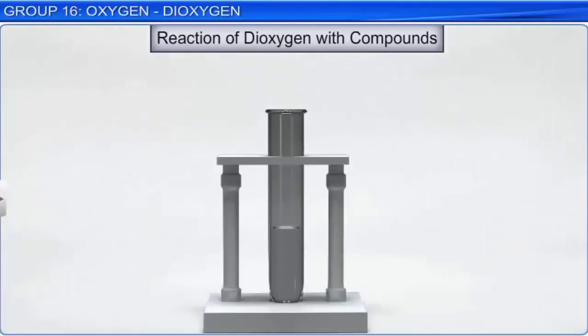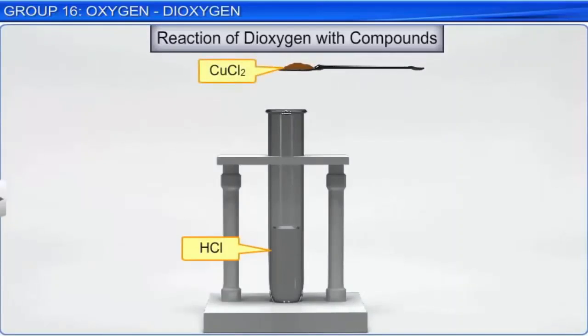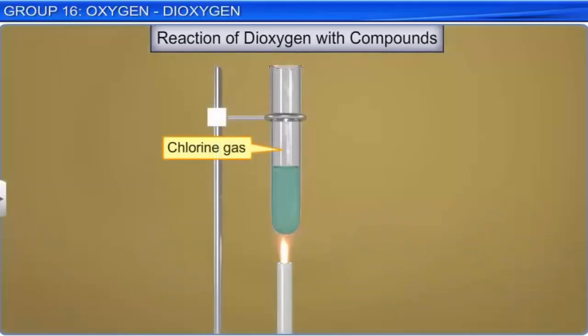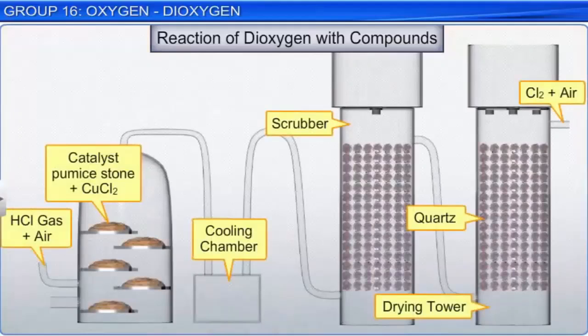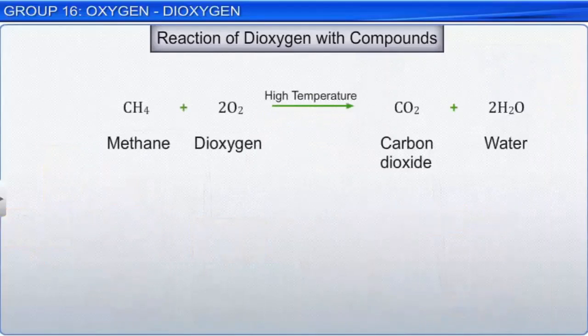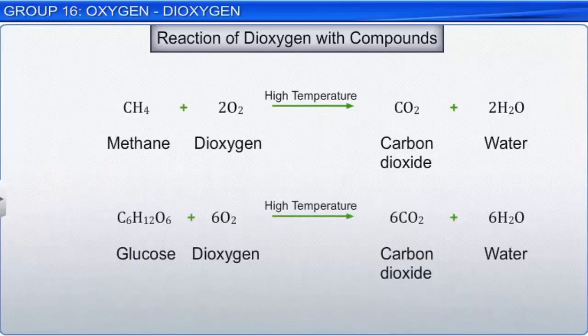Similarly, hydrochloric acid undergoes oxidation in the presence of copper chloride to form chlorine. This reaction forms the basis of Deacon's method for the preparation of chlorine, which is obsolete now. Dioxygen reacts with several organic compounds, such as hydrocarbons and carbohydrates on ignition, forming carbon dioxide and water.